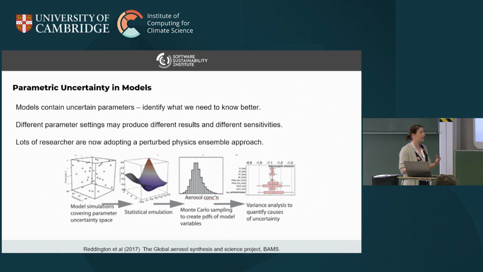So you have a different scenario. What you can do with the perturbed physics ensemble is test the sensitivity to the uncertain parameters in your model. Unfortunately, there's not just one or two uncertain parameters in the model, there's probably 20 or 30. So you can build a parameter space where you're running the model multiple times with different values of your unknown parameters.